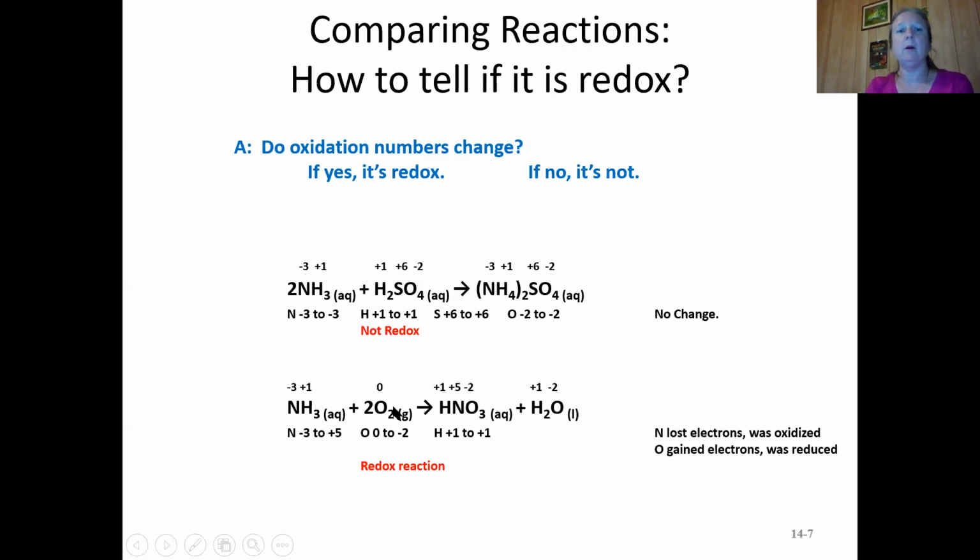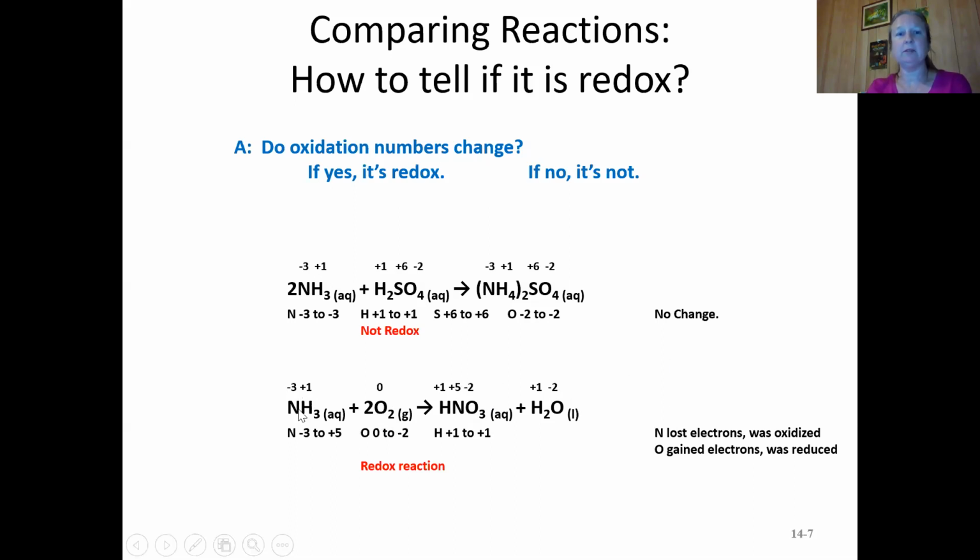Where'd they go? Well, my hydrogen is a +1, and it's also a +1 over here, so it didn't go there. My oxygen here is an element. The only thing here is oxygen, so that automatically has a 0 oxidation number. But over here and here, my oxygen is now in molecules, and so it's gained electrons and it's gone to a -2 oxidation number. So each of these oxygens has gained 2 electrons. So you have a loss of electrons from the nitrogen and a gain of electrons from the oxygen. You have a redox reaction.